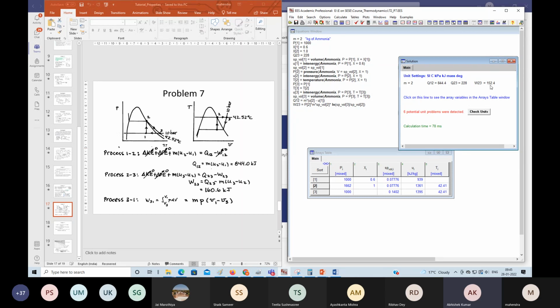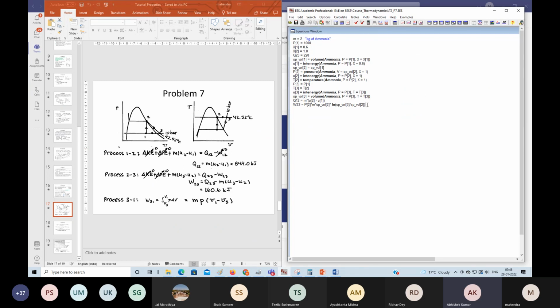Even here we have not considered any Q value. We are not using this particular thing. We are just calculating our work from our formula, PV multiplied by ln V3 by V2. That way your work is coming like this. Let us follow this example that they have considered, and we are formulating like that.